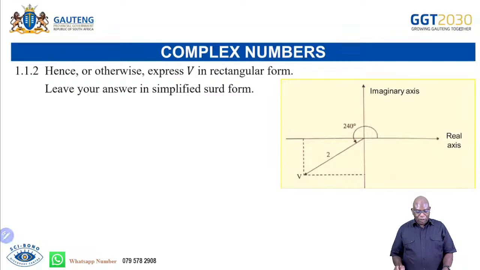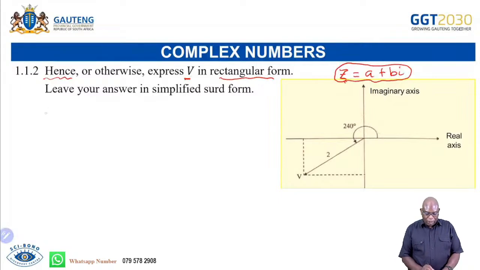The next question will say "hence or otherwise." So in other words, we are having the word hence, meaning that use whatever you got there to express V in rectangular form. Remember, the rectangular form will be your Z, or your V in this case, will be A plus BI. This is in rectangular form, right? Remember, the other one was in polar form, so now this one will be in rectangular form. So rectangular form, it's A plus BI. So we need to write this one in the form A plus BI.